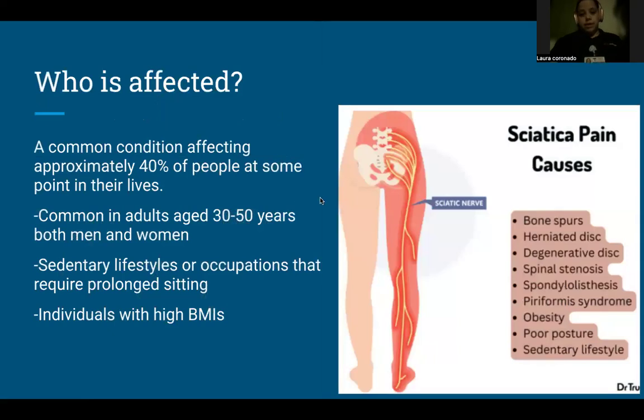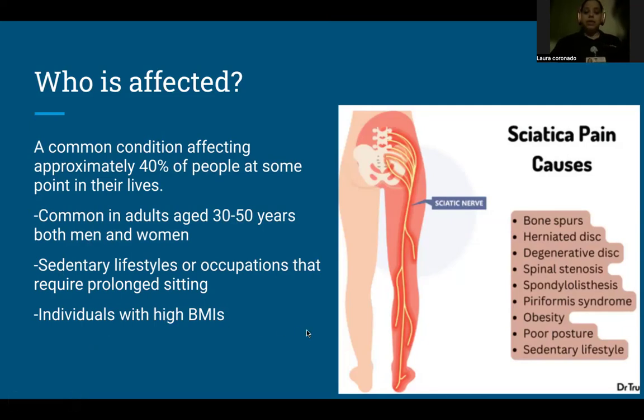So who is affected? This is actually a very common condition. About 40% of the population suffers from sciatica at some point in their lives. It is very common between the ages of 30 and 50, between men and women. Individuals with sedentary lifestyles or occupations that require prolonged sitting will be most affected, and also individuals with a high BMI.